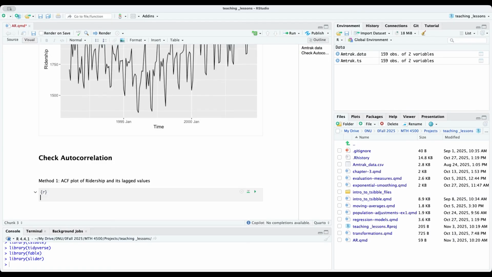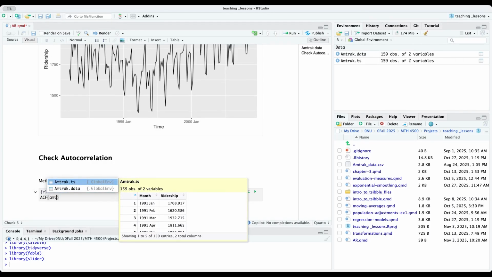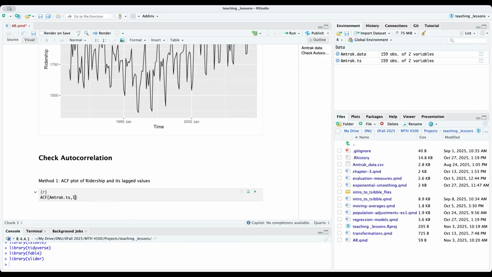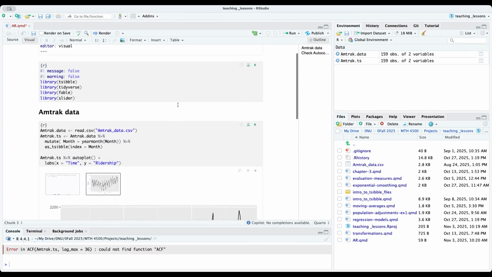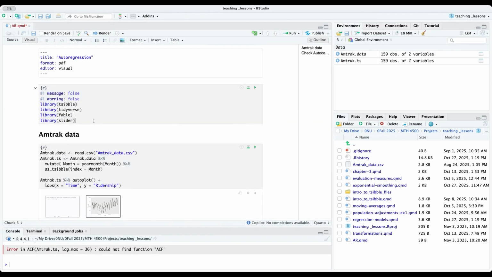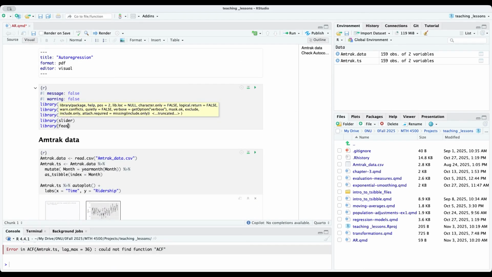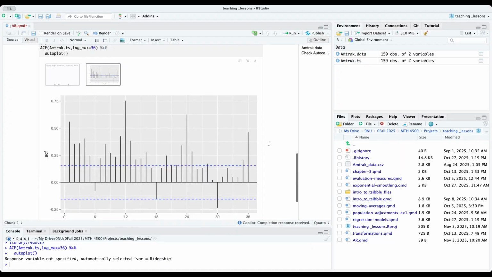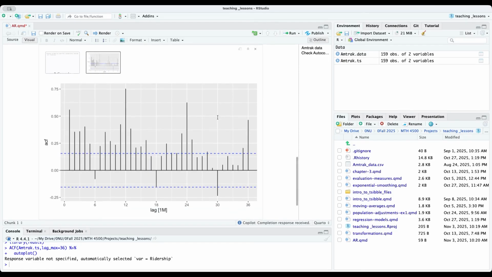To do that, we're just going to find ACF for the Amtrak time series. Let me look at lag max. Let me get 36 lags, and let's do autoplot. Could not find the function ACF. Do you have feasts? So let me add library feasts. So now, after fixing this by adding the library feasts, we can get the graph that we're looking for.